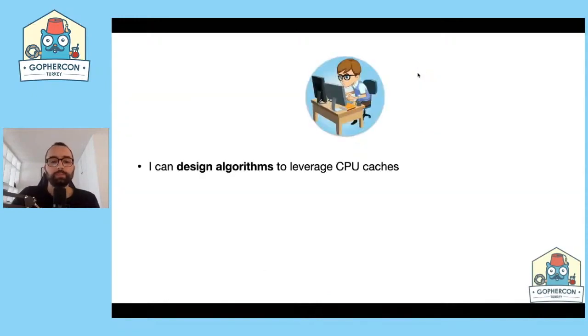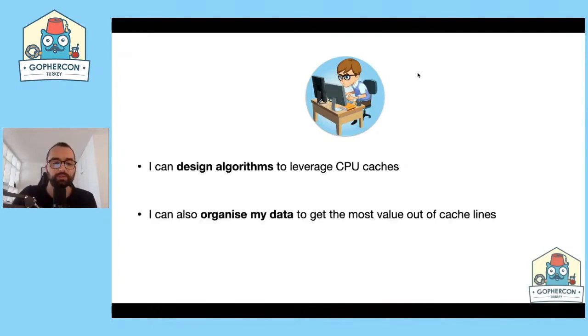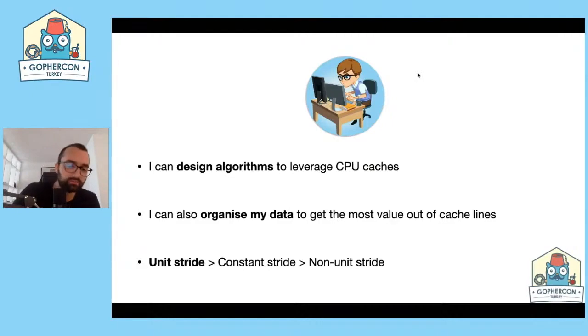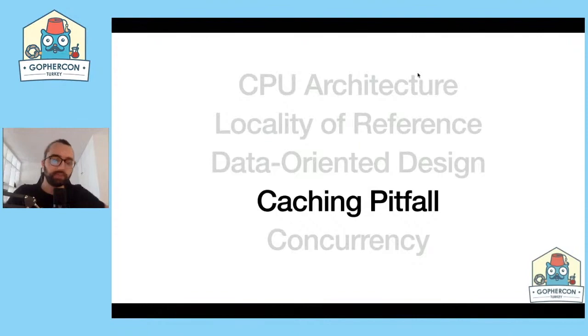So what have we seen, guys? We have seen that we can design algorithms to leverage CPU caches and organize data to get the most value out of cache lines. And we have seen as well that a unit stride is the best way for this, because we have perfect spatial locality and we have predictability as well. Okay, so let's dive into another example.